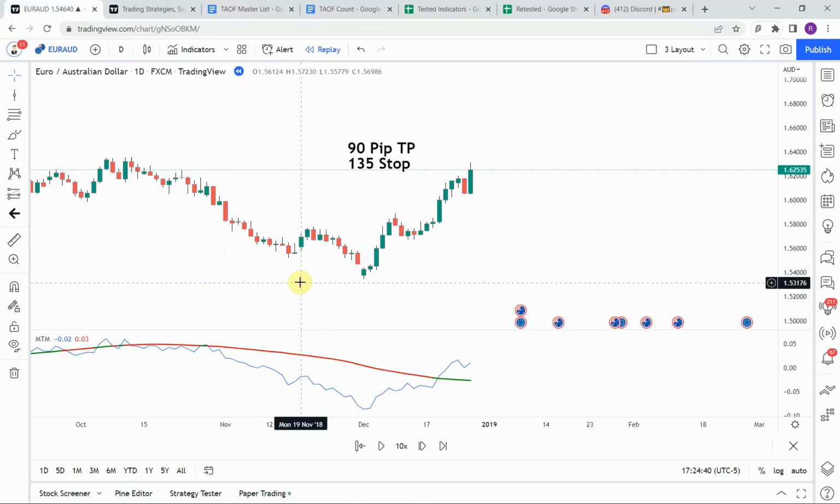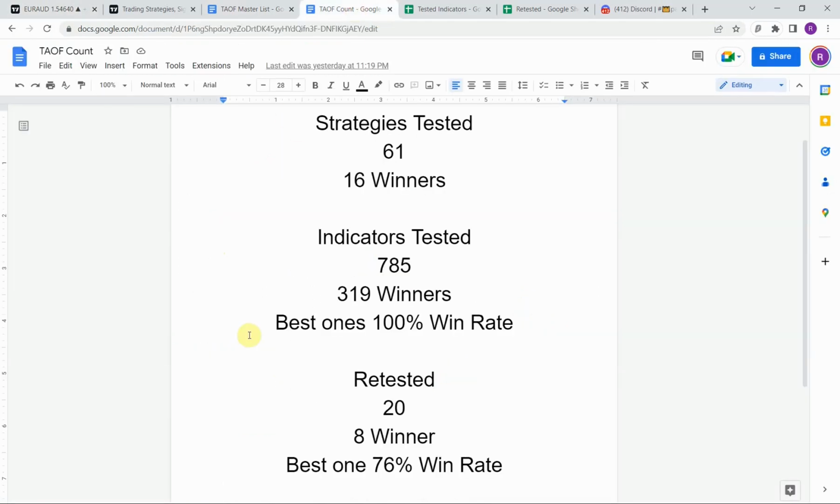Alright, as I said, today we will be testing the MTM momentum indicator. Before we do though, I wanted to put the testing scoreboard up for everyone to see. So to date, we have tested a total of 61 different strategies, with 16 of them being profitable. We've also tested a total of 785 indicators, with 319 of them being winners. The best ones so far were able to achieve a 100% win rate.